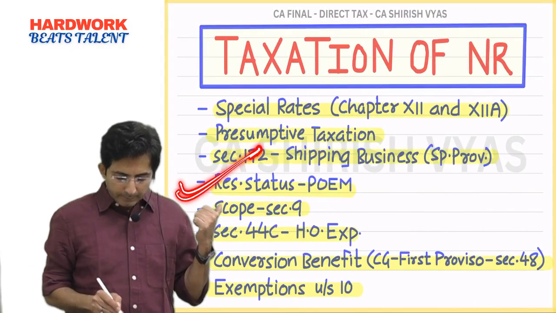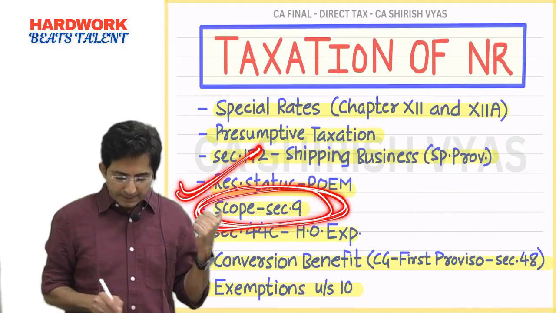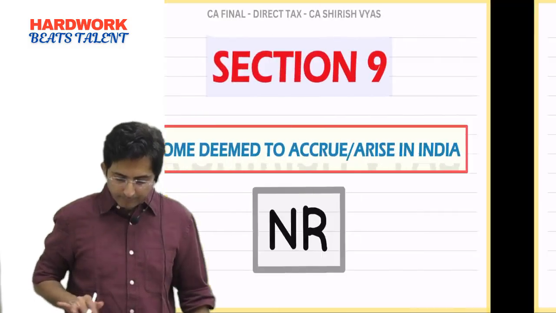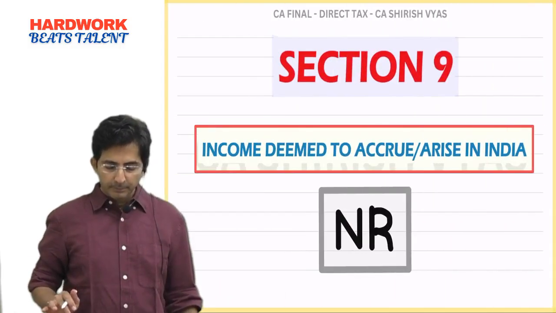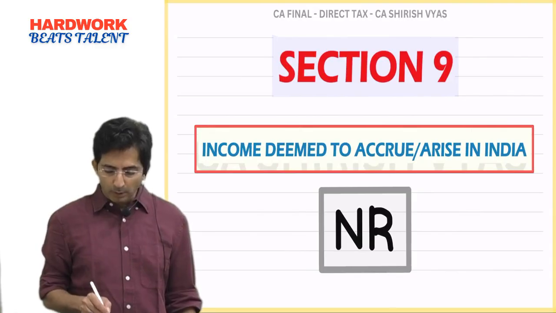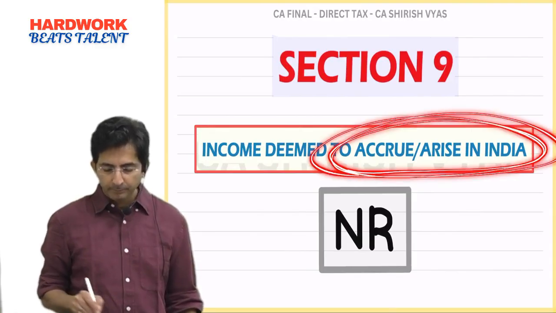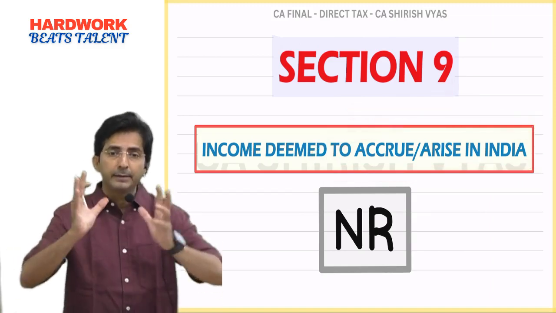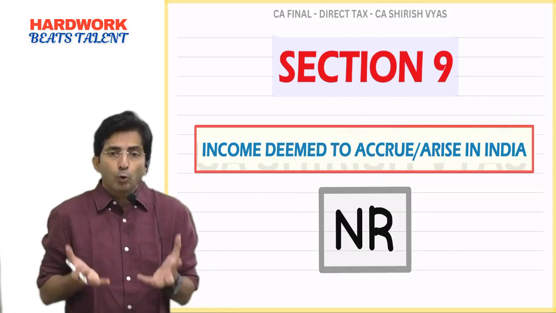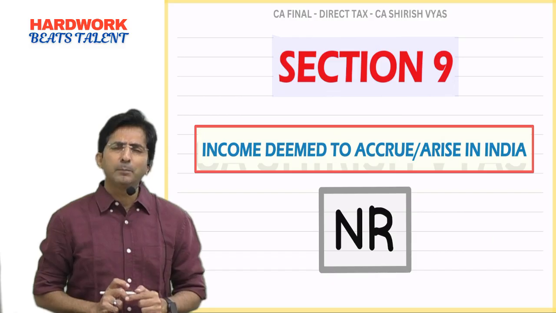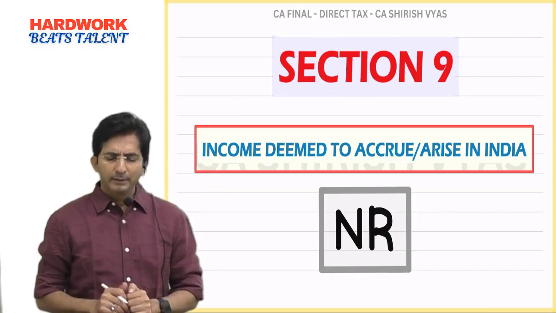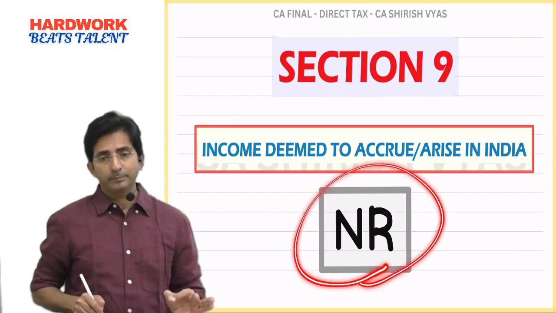This we did. Next is scope of total income, section 9. Section 9. You know what section 9 explains? When income is deemed to accrue or arise in India. This section explains when income will be said to be Indian, when it is said to accrue in India. Tell me why it is important to know whether income accrues in India or outside India. It is important for NR.